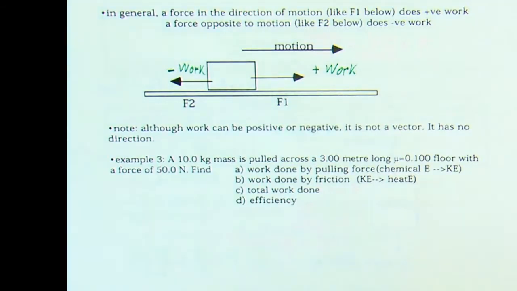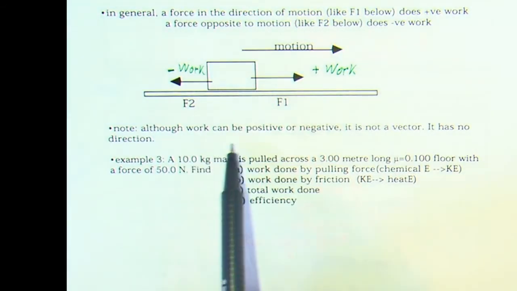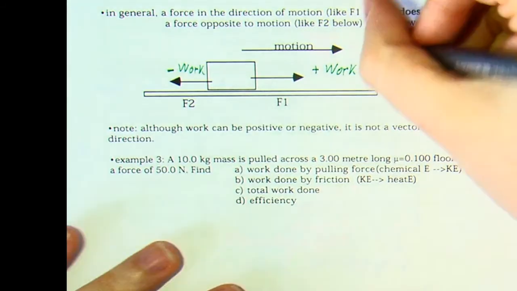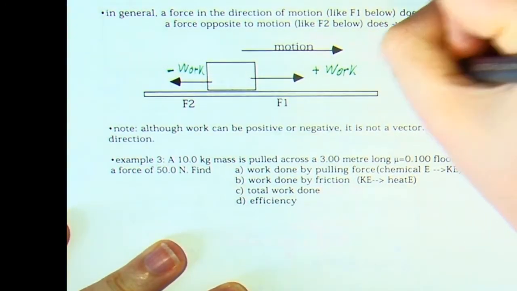So important to note that although work can be positive or negative, it's not a vector. It has no direction. It's just whether or not energy is going into the system or energy is coming out of the system. Work, again, is defined as, I'll write this down here, change in energy.